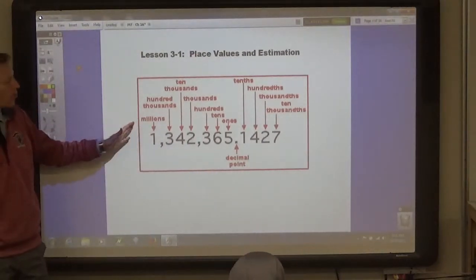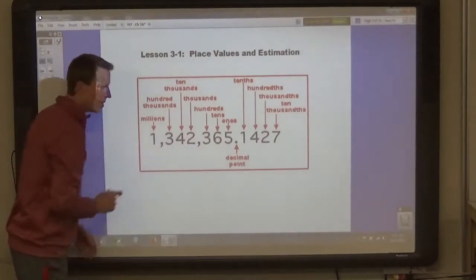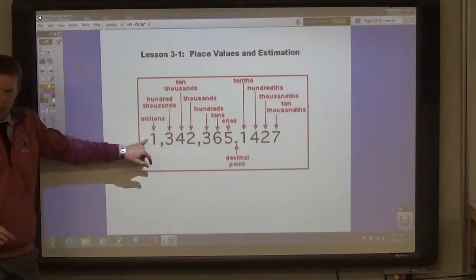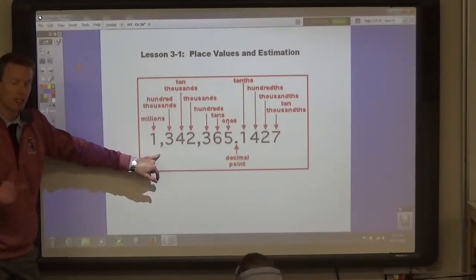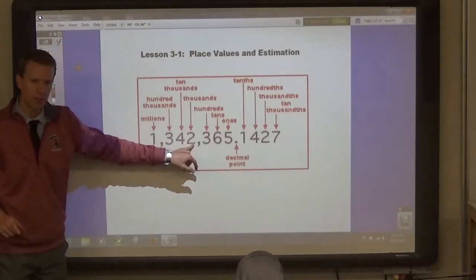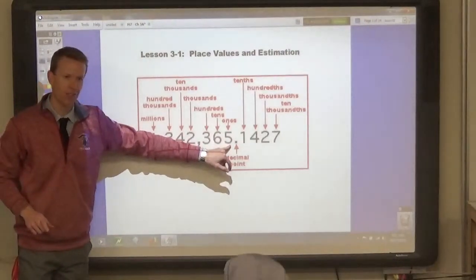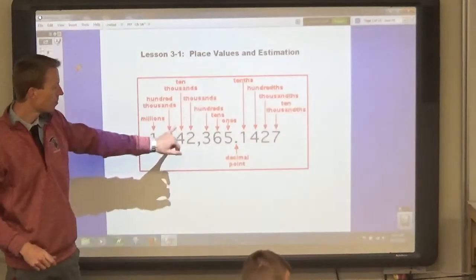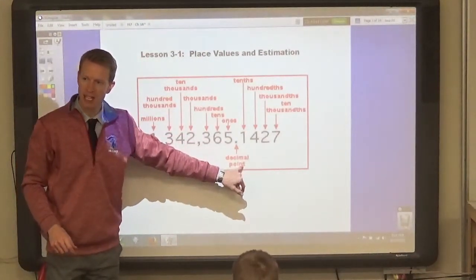When you're reading a number, you read them in groups. So this group is the millions group. 1 million. And then there's a comma to separate the groups. 342,365. That's a group because those are ones. And you say the word "and" in place of the decimal point.